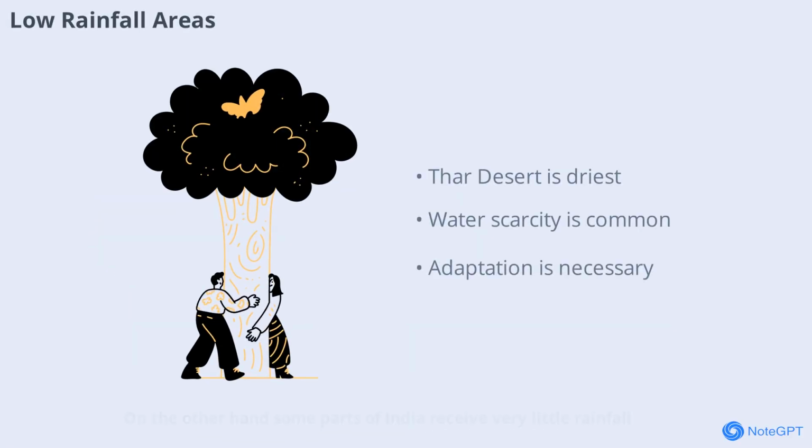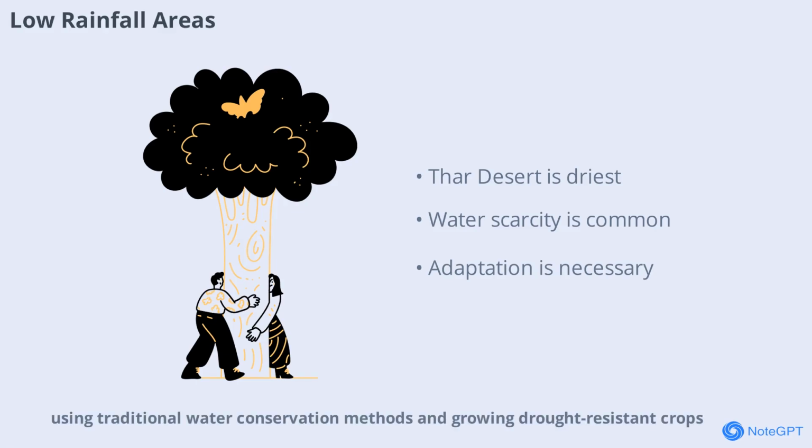On the other hand, some parts of India receive very little rainfall. The Thar Desert in Rajasthan is the driest region, with annual rainfall often less than 25 cm. These arid areas face challenges like water scarcity, limited agriculture, and sparse vegetation. People living in these regions have adapted by using traditional water conservation methods and growing drought-resistant crops. Understanding the challenges of low rainfall areas is important for sustainable development.